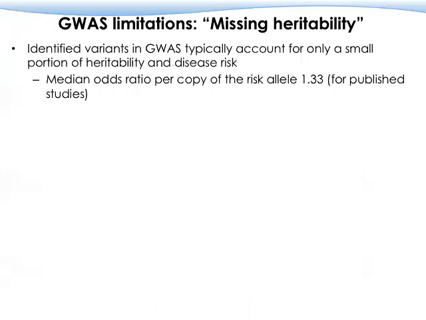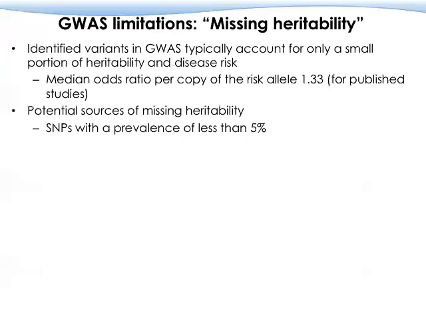And so there is a concept called missing heritability, which means when you identify the variants in the GWAS, they typically only account for a proportion of heritability of the disease risk. One of the examples is that the median odds ratio per copy of the risk allele is only 1.33, meaning that if I carry this SNP, I only have a little bit higher probability risk to get the disease than not. So there are a lot of reasons that were not considered in the GWAS studies.